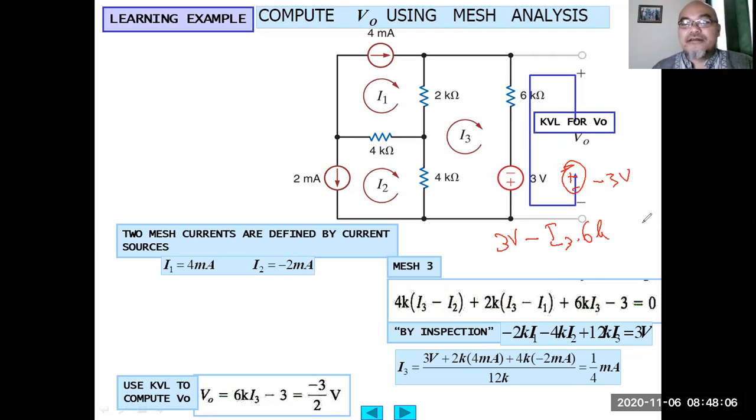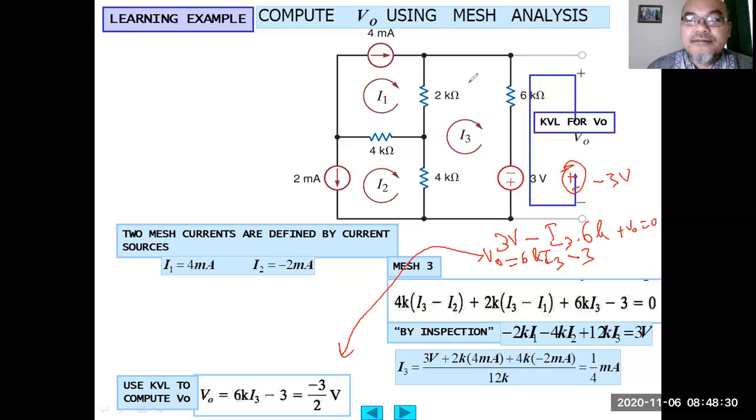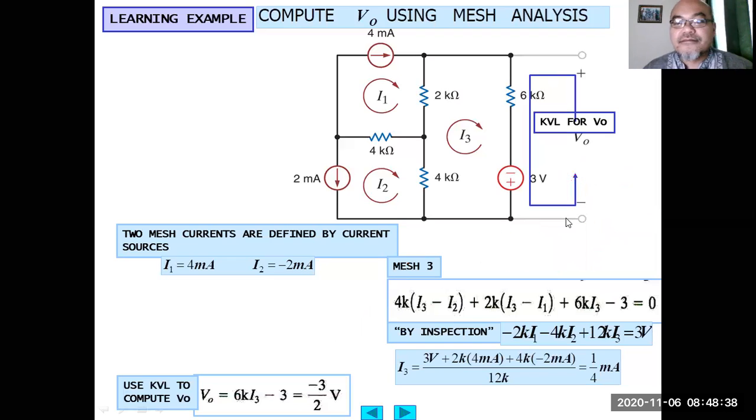Then this one, so this is plus V output equals to 0. So then V output equals 6K I3 minus 3. So this is what you have here. Okay, so then from here we can calculate the V output.